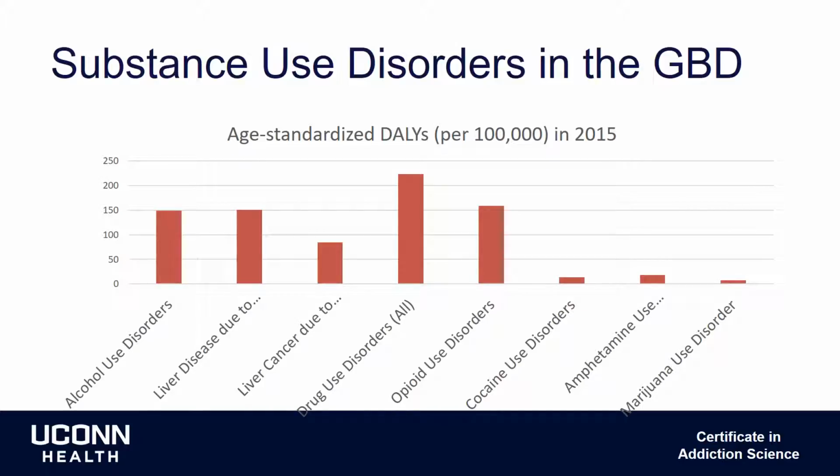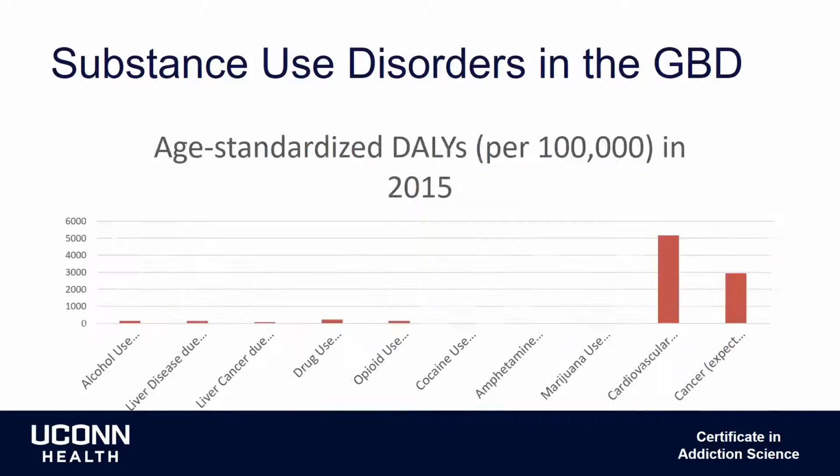We can do the same thing with the DALYs, the disability-adjusted life years. Alcohol use disorders cause about 150 DALYs per 100,000 in 2015. Drug use disorders all together were about 225. And then you have the liver disease and liver cancer specifically due to alcohol use disorders, which add on to that a little bit. But when we put it in context, it's much lower than the amount of DALYs caused by cardiovascular disease and cancer. So I just want to put this in context.